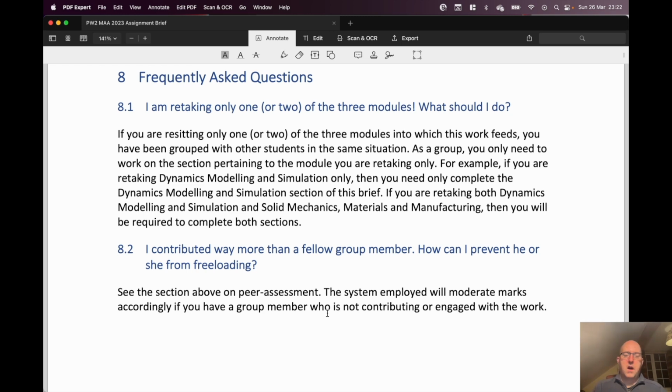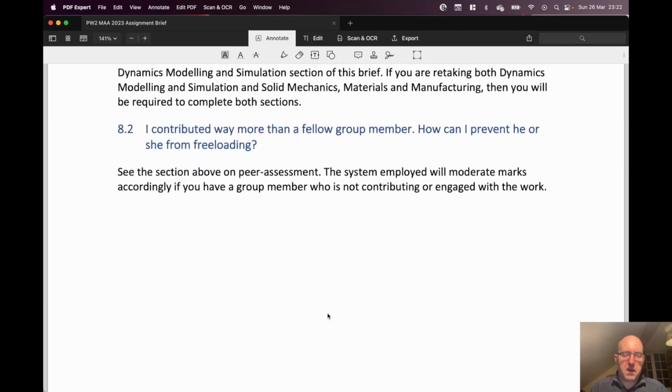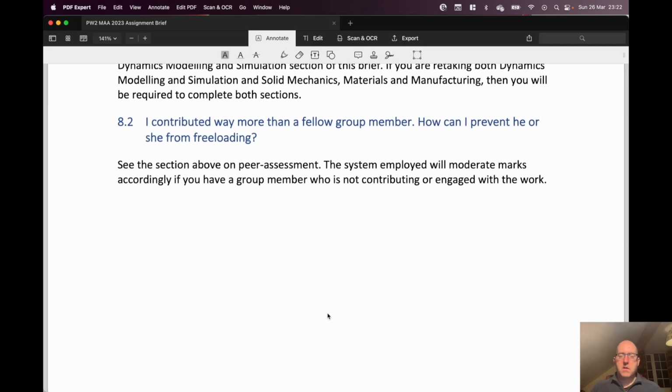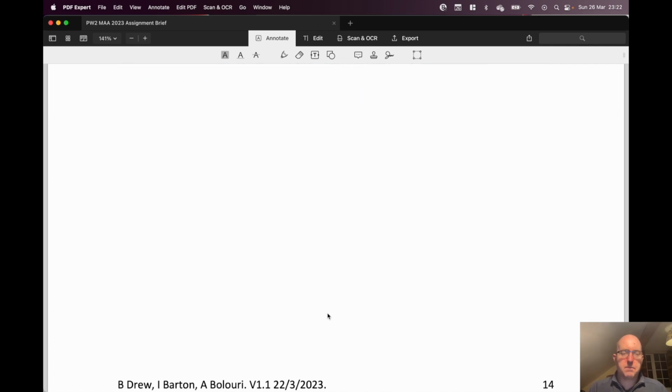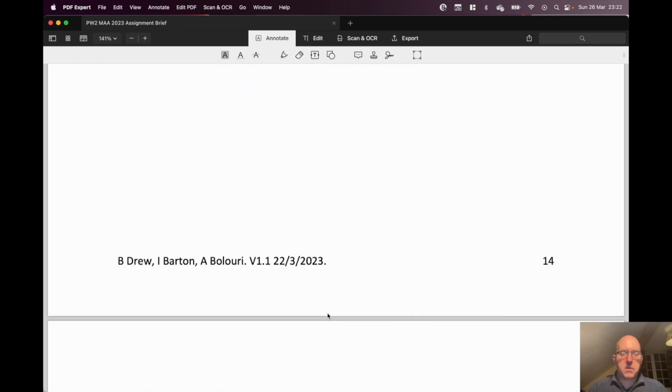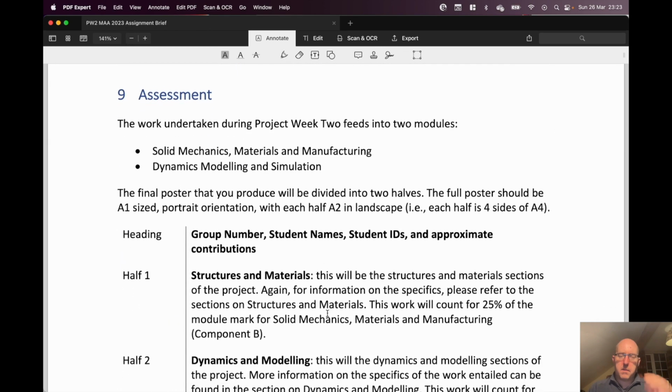Okay, and so the peer assessment system that I've just described, this is how we're dealing with it if a team feels that they're aggrieved because it's mismatched work. Then obviously you can use the peer assessment system to record that, and that will be taken into account when we moderate the marks. Okay, so that's some details, and then we've got the assessment.